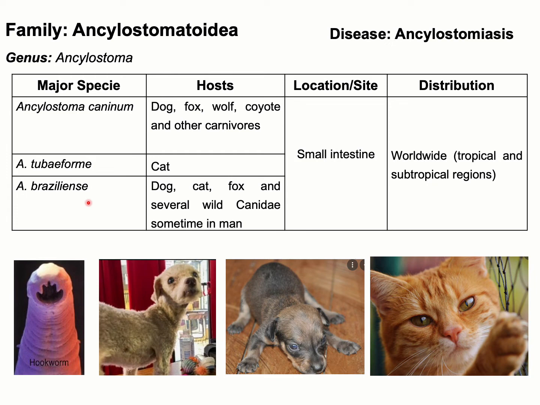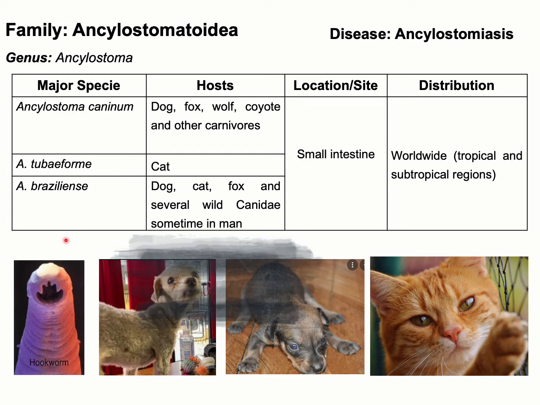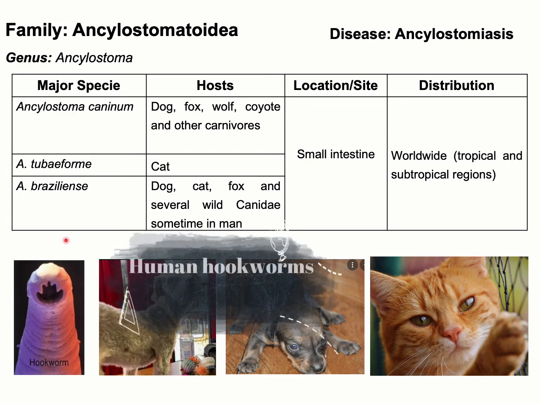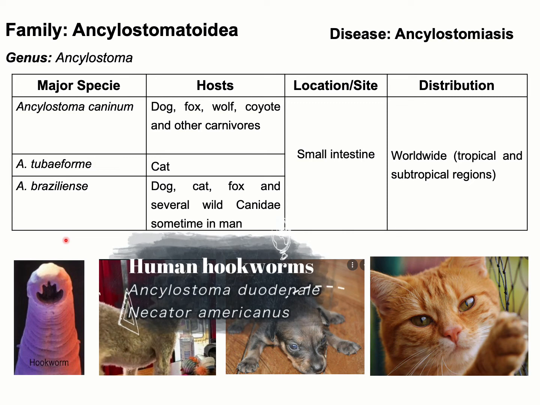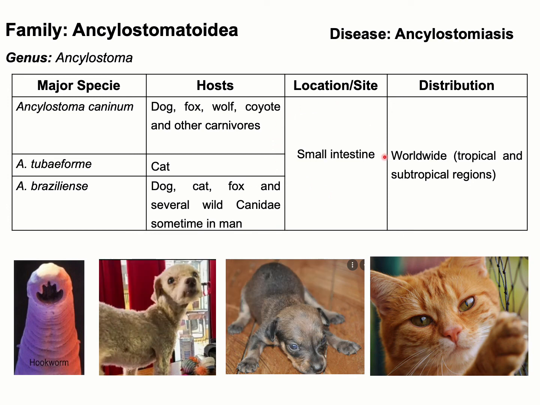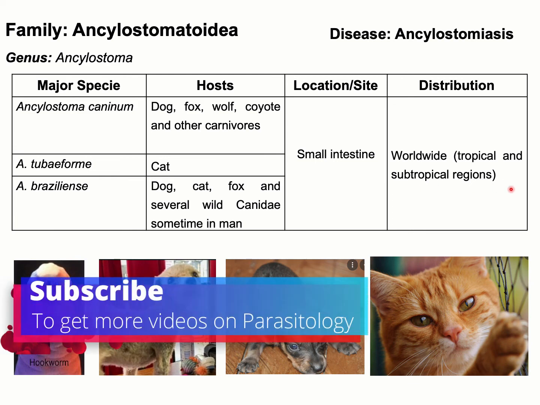Just for your information, for human, there are two important species. They are Ancylostoma duodenale and another one is Necator americanus. So all these parasites will be found in the small intestine of the final host, and these parasites are distributed in tropical and subtropical regions of the world.